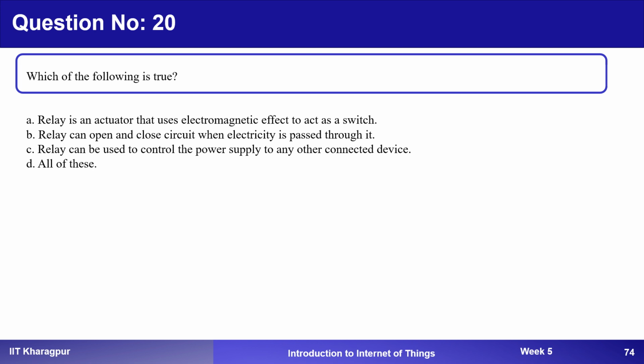Okay, so it is basically an electromagnetic component. Electronic component that uses electromagnet to act as a mechanical switch. So first statement is correct. The main purpose of relay is to switch on and off high power circuit from a low power circuit.